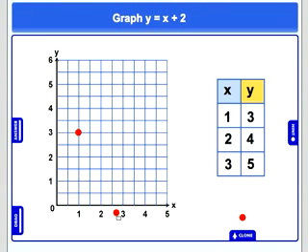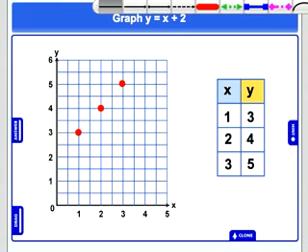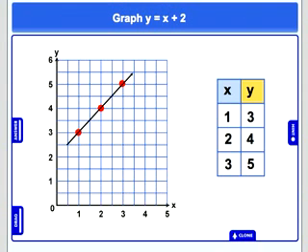We would go over on the x-axis to a positive 2, then go up to a positive 4 and make our point. And then the last coordinate in our table is 3, 5. We would go over to a positive 3 and go up to a positive 5. Once that is completed, we would connect the points with a line. And we would now have graphed our equation y equals x plus 2 using the table method.